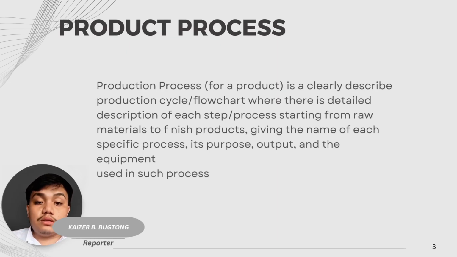Second is the product process. Production process for a product is a clearly described production cycle or flowchart where there is detailed description of each step or process, starting from raw materials to finished products, giving the name of each specific process, its purpose, output, and the equipment used in such process. So this part explains how the product is made step by step from raw materials up to the finished products.